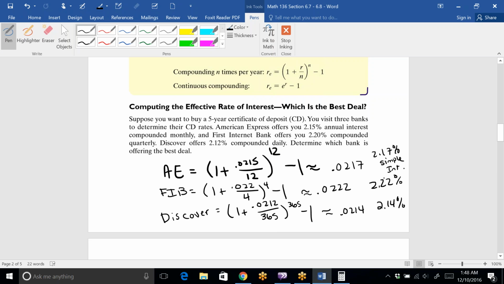So the one that's offering the best deal is actually the one that has the higher interest rate. It's compounding quarterly, which is less often, but having that extra 0.05% actually makes a difference. So that's why when you're negotiating for cars or houses or anything like that, interest rates really do matter. So this one would be the best choice.